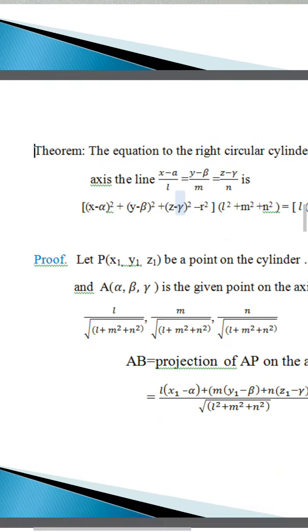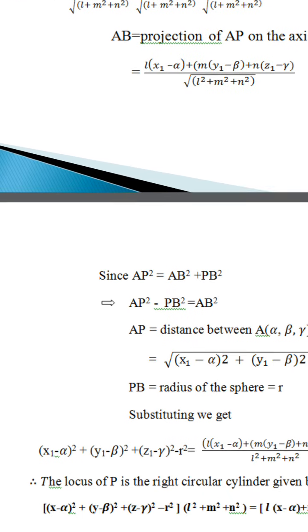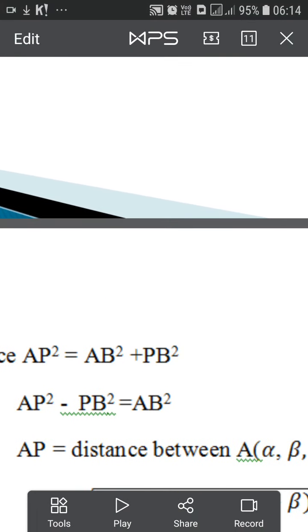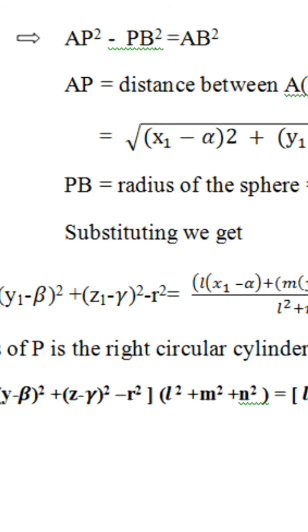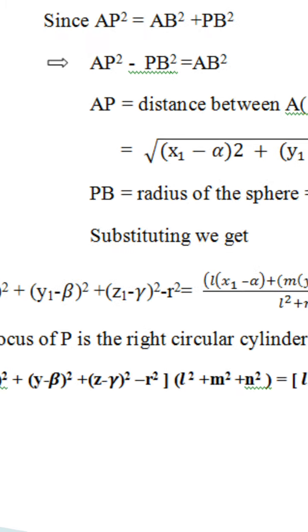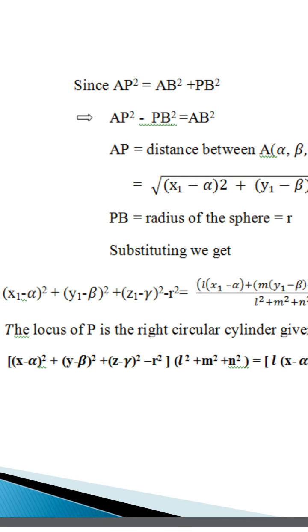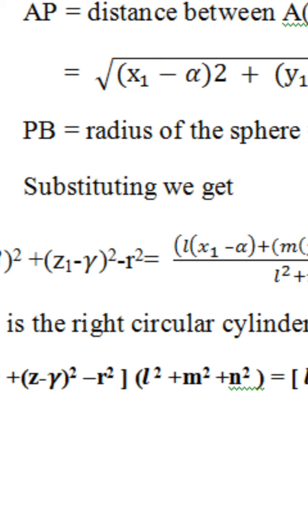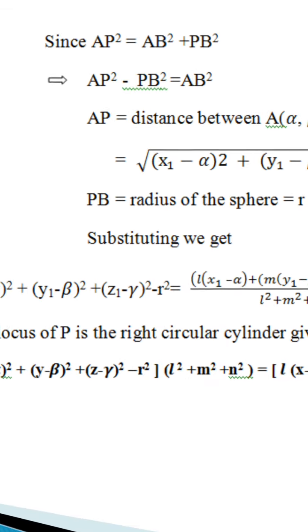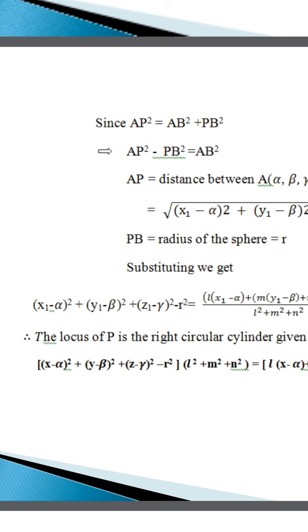Now by writing this relationship, that is AP square is equal to AB square plus PB square, you just have to substitute all the values, and we will get the equation of the right circular cylinder. This one is very important, and in the cone chapter also we have discussed the right circular cone. There you can observe that instead of minus r square, you will get into cos square theta. The same equation you can remember. So while learning, just compare the right circular cone with the right circular cylinder, and you can observe the difference.